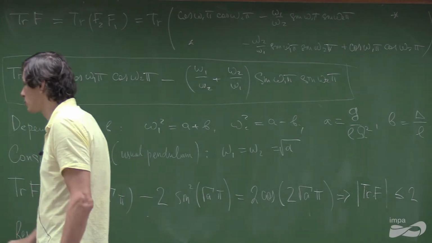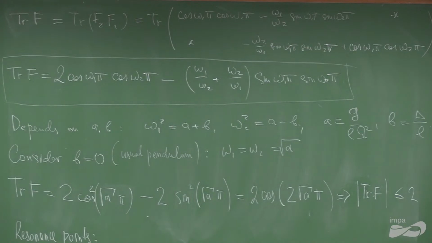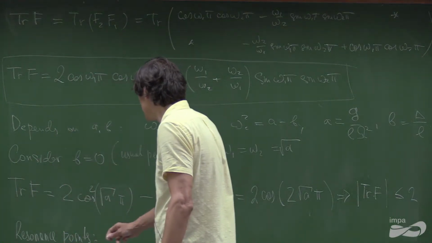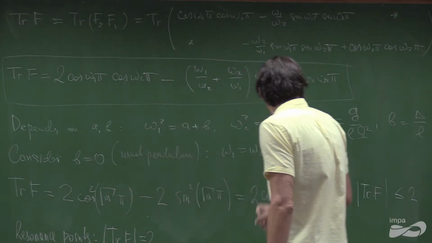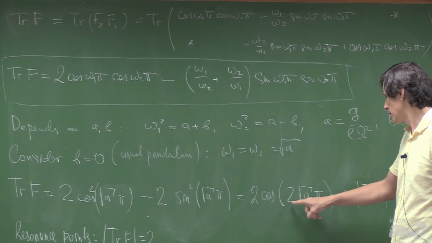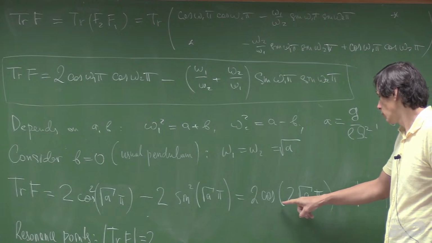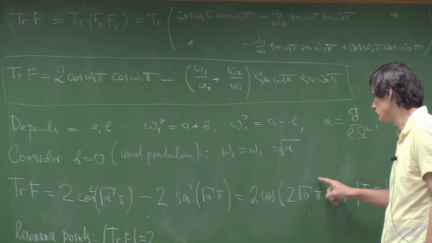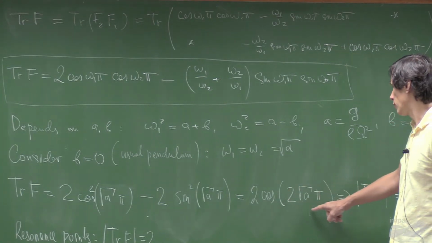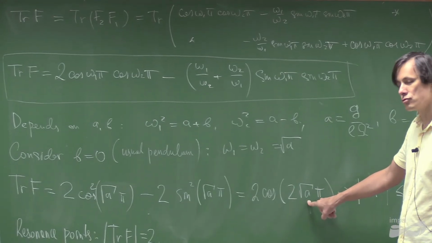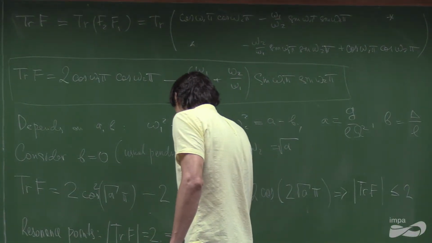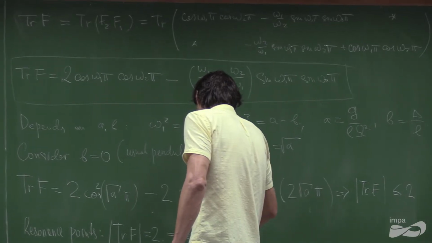The resonance points are where the trace is exactly equal to 2, which means that we're not far from instability. It's just enough to change the trace a little bit and you will become unstable. So resonance points are where the absolute value of the trace of F is just 2. In that case, when cosine equals 1 or minus 1, the argument should be an integer number of pi, which means that 2 over the square root of a should be an integer.